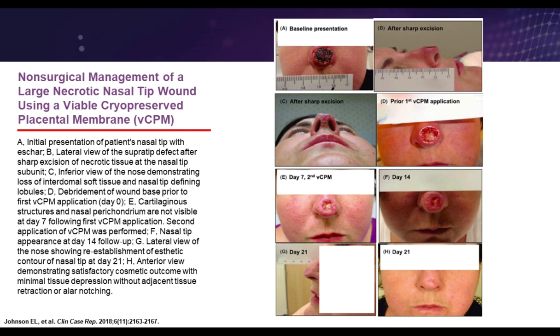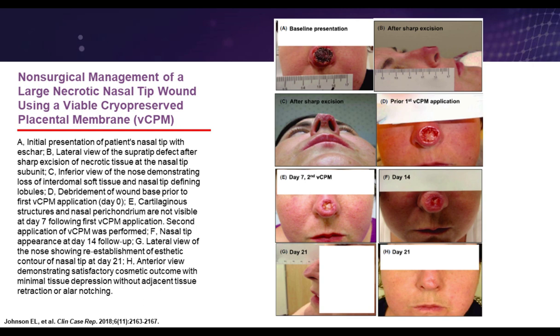that without doing extensive surgery, the treatment of the ulcer with a cryopreserved placental membrane is actually able to rapidly heal and produce an exceptionally positive cosmetic outcome for a wound that would normally be very difficult to heal and would produce a bad scar.